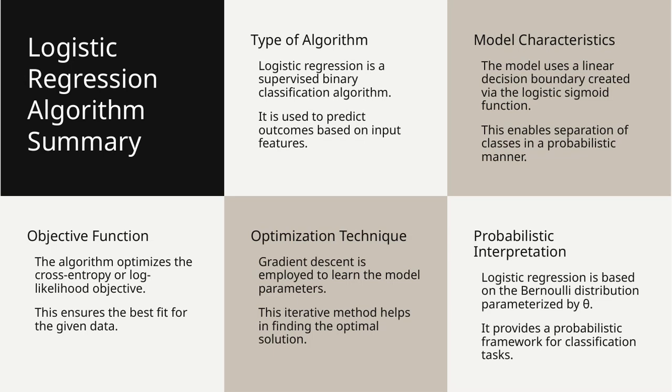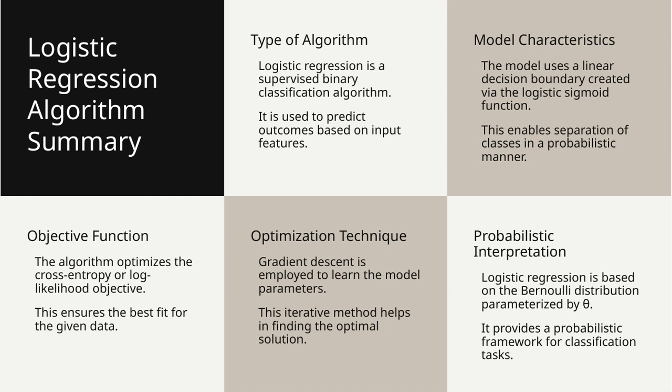Let's take a closer look at logistic regression, which is a supervised binary classification algorithm. Its main purpose is to predict outcomes based on input features, making it very useful for tasks like spam detection or medical diagnosis. The model uses a linear decision boundary, but what's special is that this boundary is created through the logistic sigmoid function. This allows us to separate classes in a probabilistic way, giving us not just a yes or no answer, but a probability of belonging to a particular class.